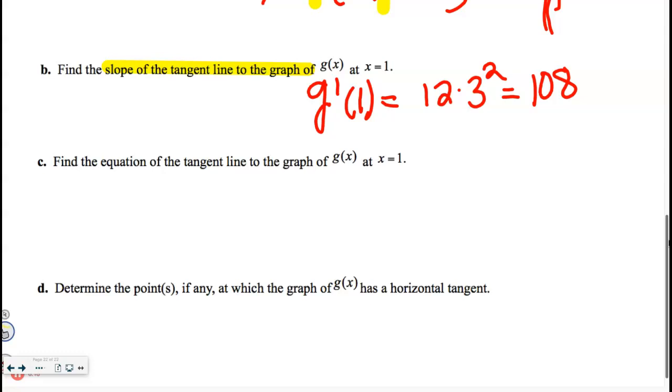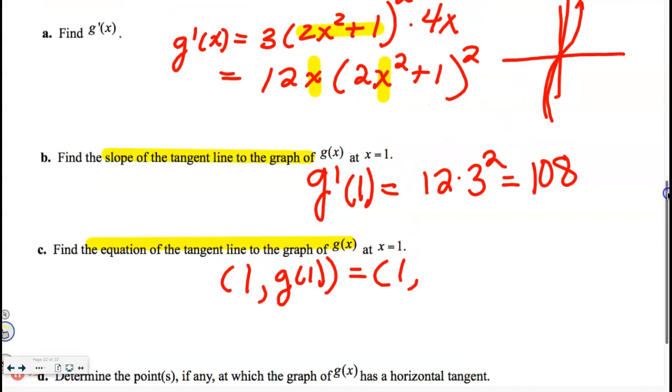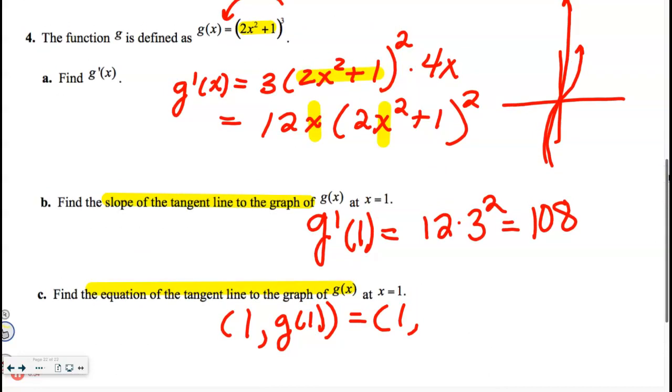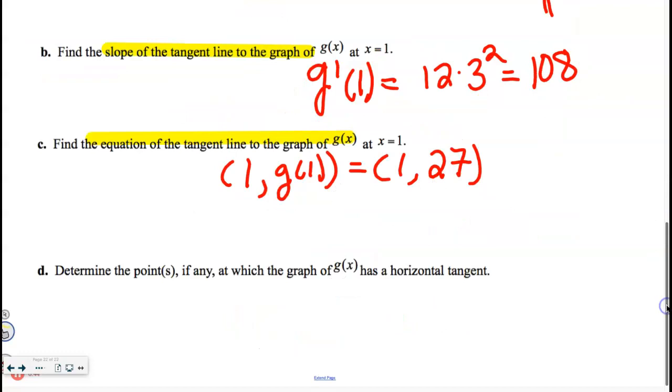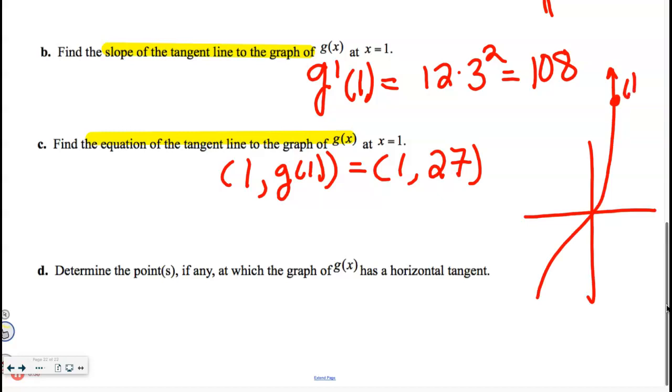Find the equation of a tangent line to the graph of g. We need a point, so we need 1 comma, wherever the y value is at 1. So first of all, we're just talking about the function itself. So I'm going to put a 1 into g. 2 times 1 squared plus 1, 3 cubed, 27. There's my point on that curve. I'd be at the point 1 comma 27 on the graph of g.